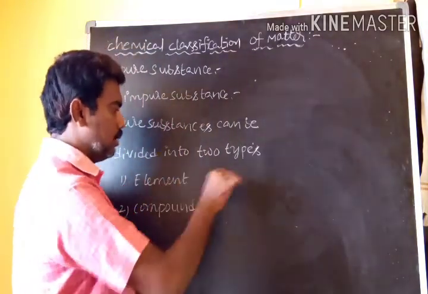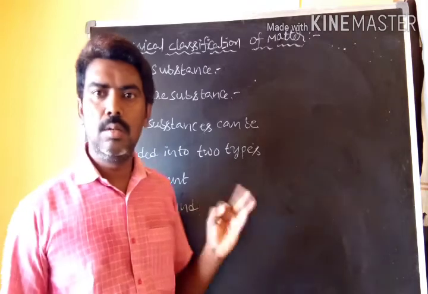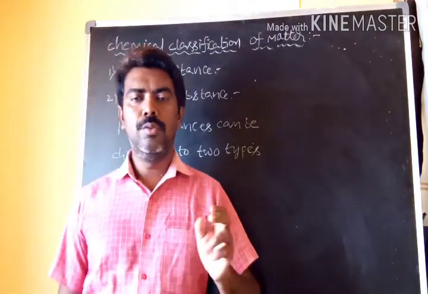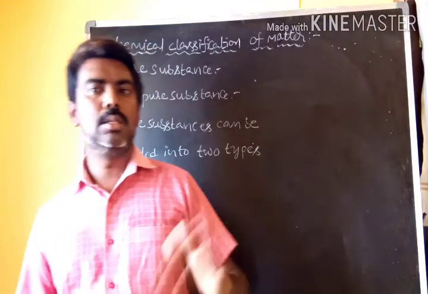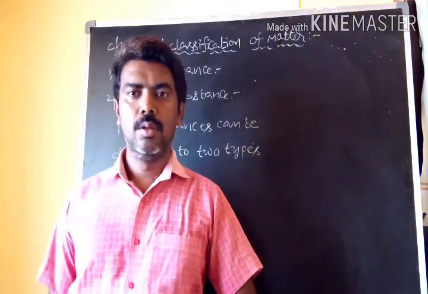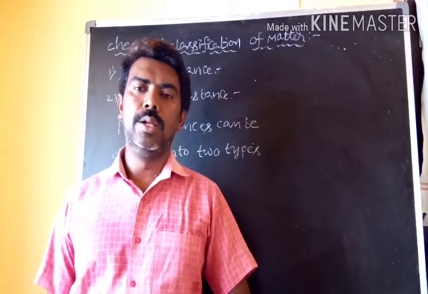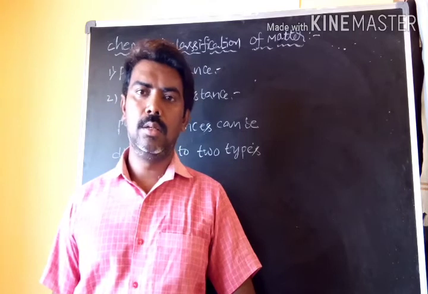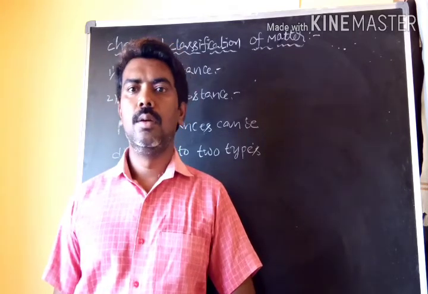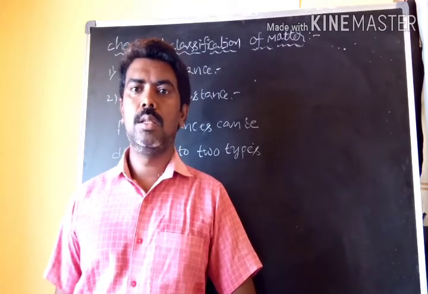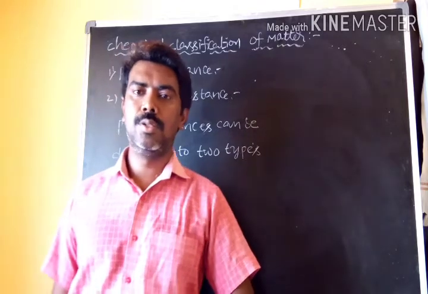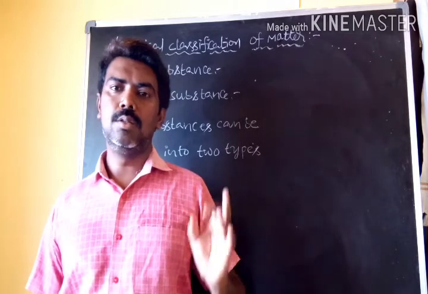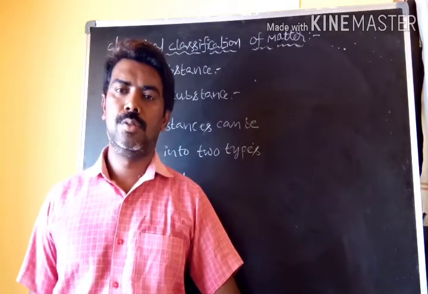So the elements are classified into metals, non-metals, and metalloids. And again, what is meant by metalloids? A few elements exhibit both metallic properties and non-metallic properties. Then they are called metalloids. What are the examples of metalloids? Arsenic, germanium, antimony. These are some of the examples of metalloids. So like that we will explain the elements are classified into three categories: metals, non-metals, and metalloids.